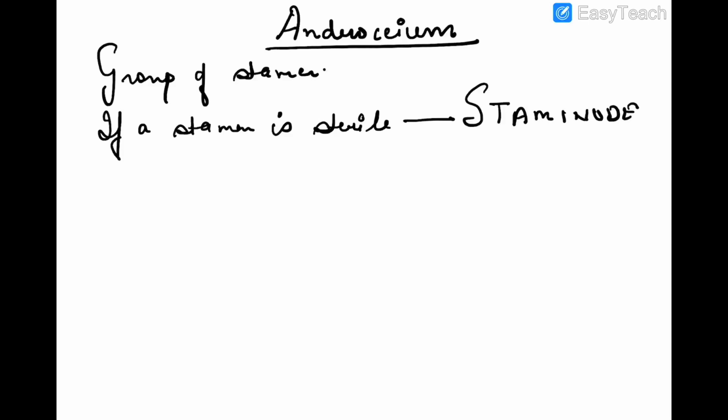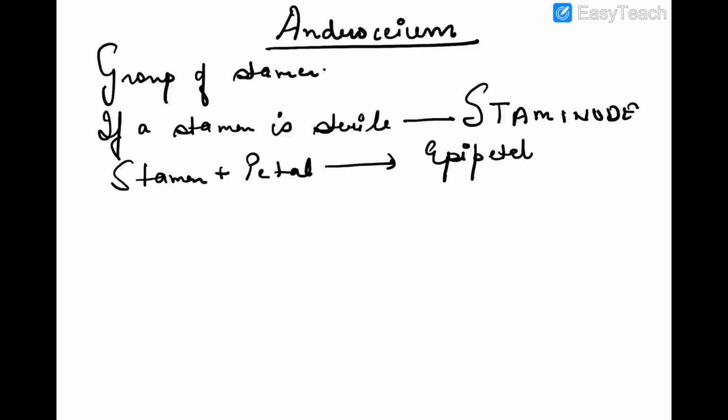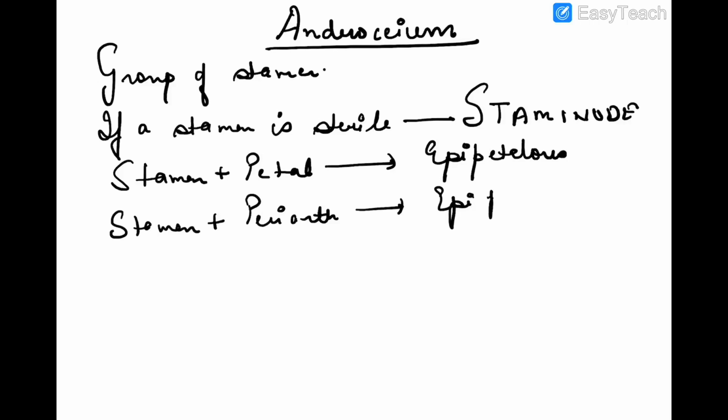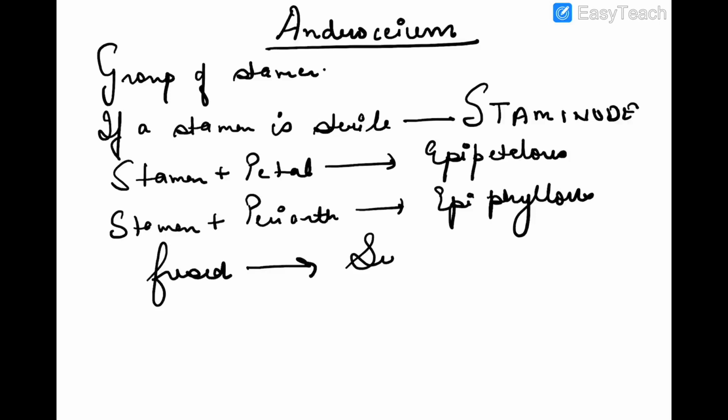And if the stamen is attached to the petal, it is called epipetalous. Similarly, if the stamen is attached to perianth, it is known as epiphyllous. If the stamens are fused, it is known as synandrous, and if the stamens are free, it is known as polyandrous.